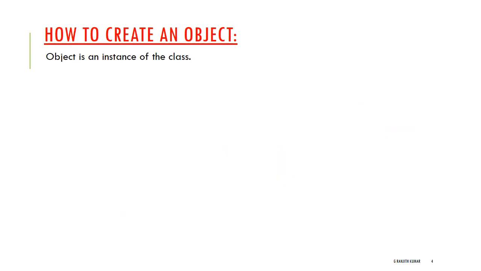An object is an instance of the class. While writing a program, first we have to create the class, and to call the members of the class we must create an object. Without an object we can't perform any operation on the members of the class. So this is the syntax: class name followed by object name, assignment operator, new keyword, and class name followed by parentheses and a semicolon. This is the syntax for how to create an object.